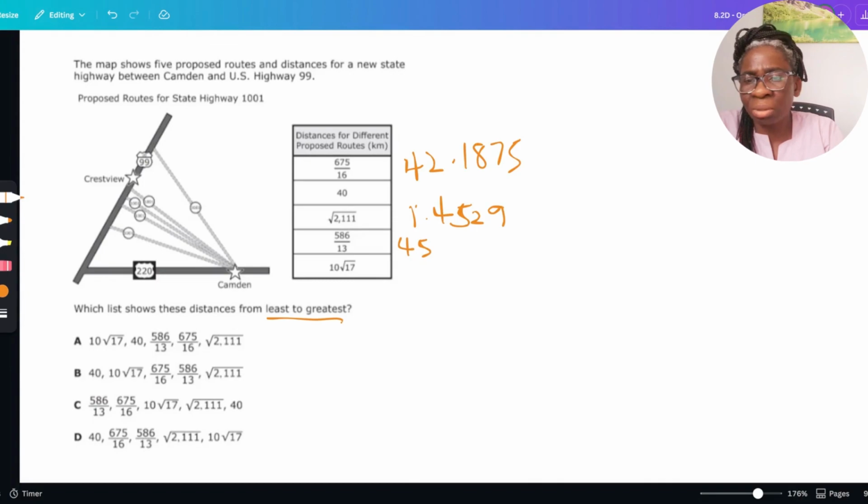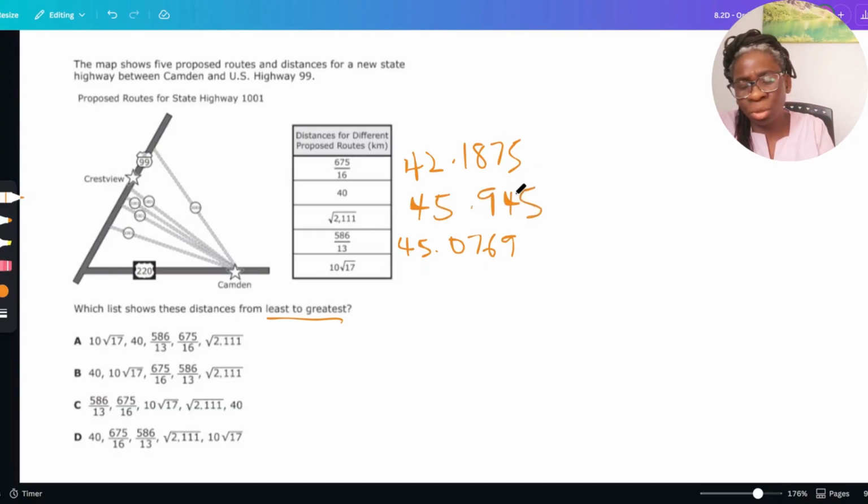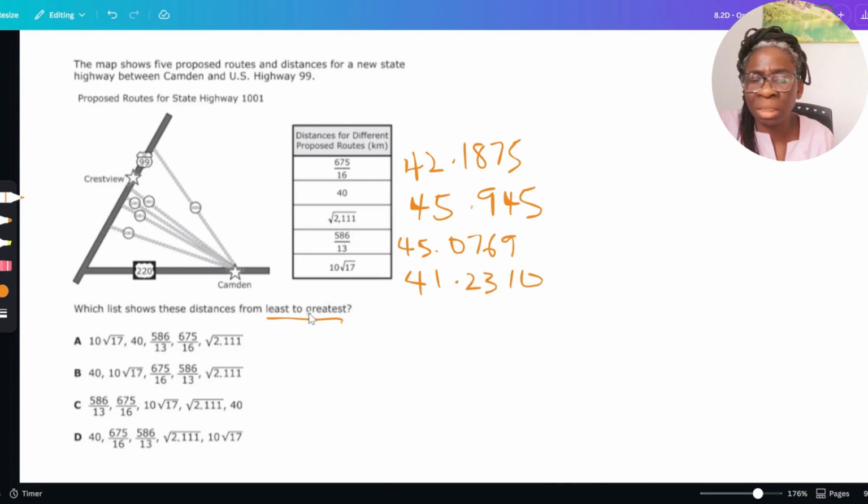Sorry, that second one is root 2111, not 2 point something. So don't make the mistake that I made. Be careful. So that is root 2111, that is 45.945. And this one is root 17 times 10. This one will be 41.2310. So we have to arrange them from least to greatest.